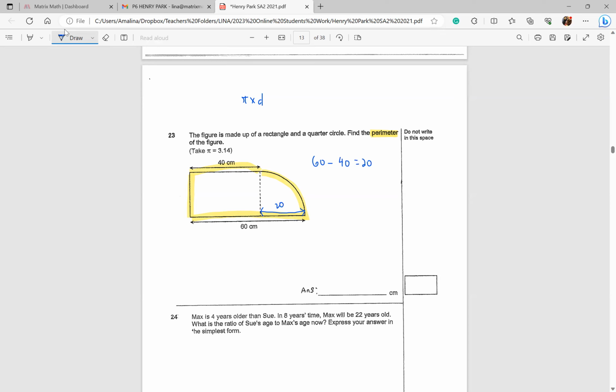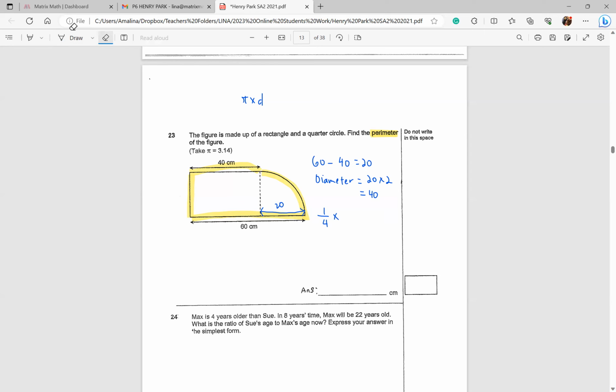But because your question wants you to find the circumference, I must go and find the diameter. So the diameter of this quarter circle will be my radius times 2. So 20 times 2, which means my diameter will be 40 cm. So I want to find the circumference of this arc. I do 1/4 times pi times 40. And your pi in this case is 3.14, so you can replace this with your 3.14 straight away.